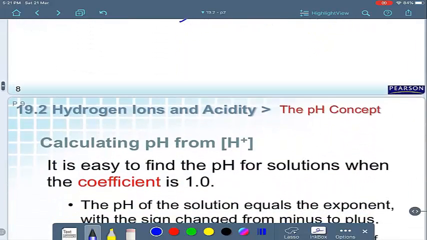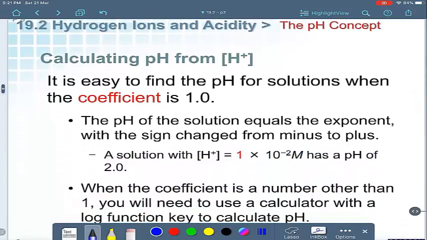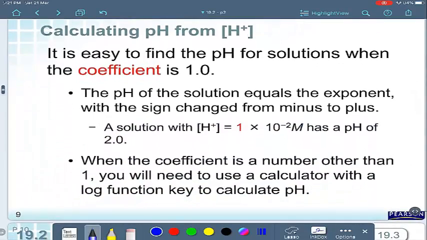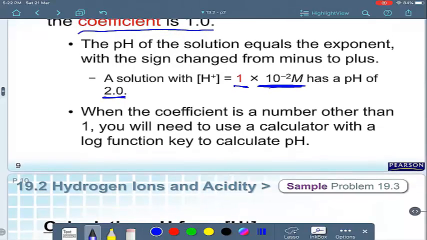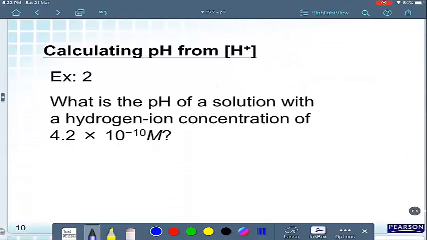But what if you have a value with a coefficient that is not 1? Look, if the coefficient is 1, it's so easy to calculate. The concentration 1 times 10 to the power of negative 2 means pH is 2. What if the coefficient is not 1? You have to follow the rule. Let's do an example here.